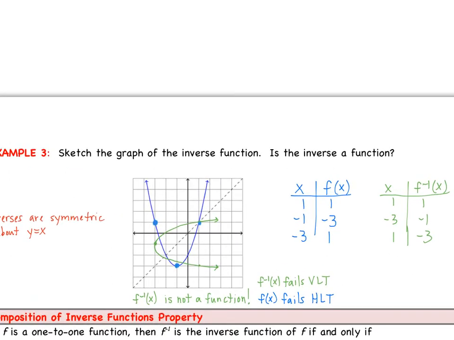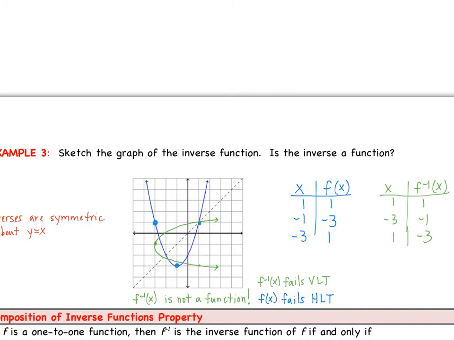So if I'm able to create my table for my blue graph, all I have to do to graph my inverse is flip-flop my x and y's. So instead of the point (1, 1), well, I still have the point (1, 1), but I switched the x and y's. But instead of the point (-1, -3), I'm going to plot (-3, -1). And instead of the point (-3, 1), we plot the point (1, -3).